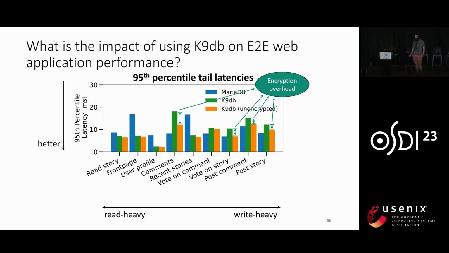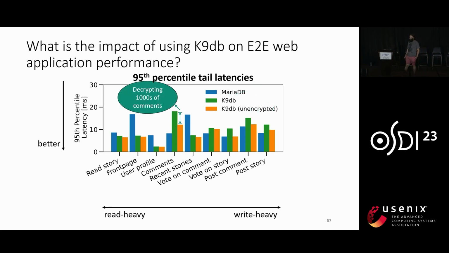endpoint, in the tail. For example, the tail of the comments endpoint corresponds to stories that have thousands of comments. And so K9db needs to perform thousands of decryptions when retrieving them. If they choose to, developers can accelerate this endpoint by using K9db's integrated cache, which is in memory and unencrypted.